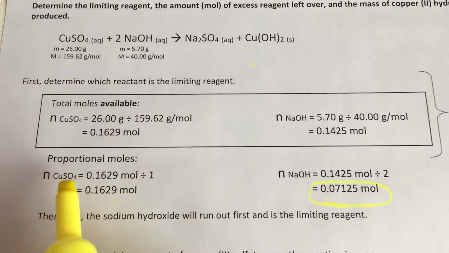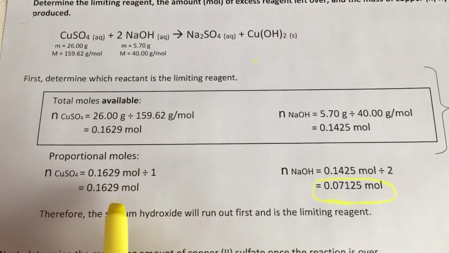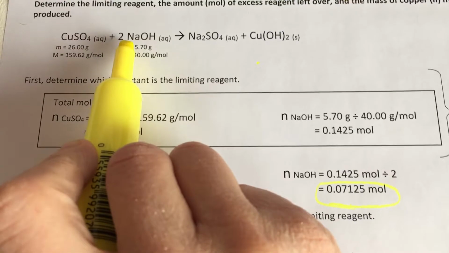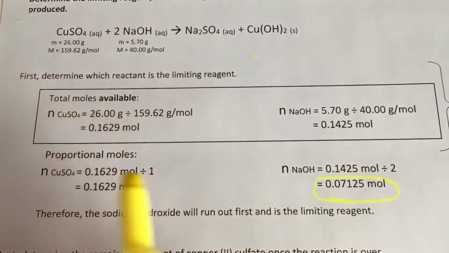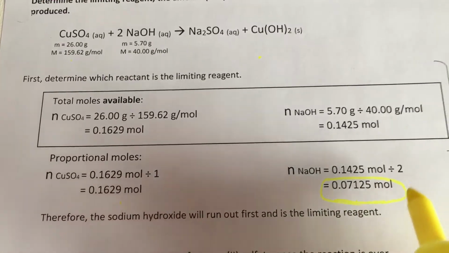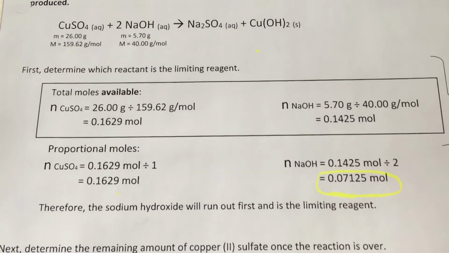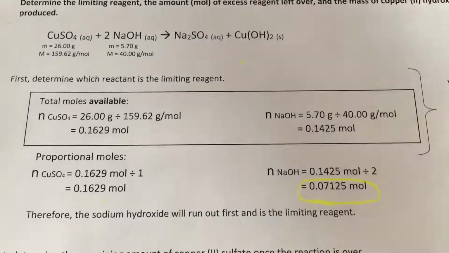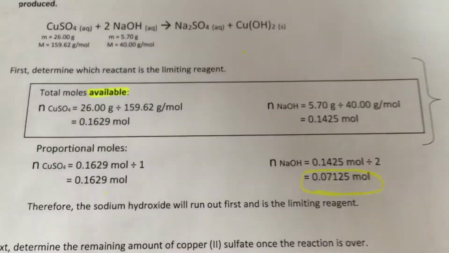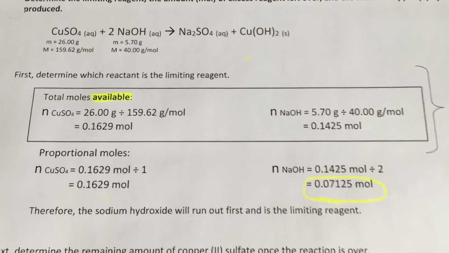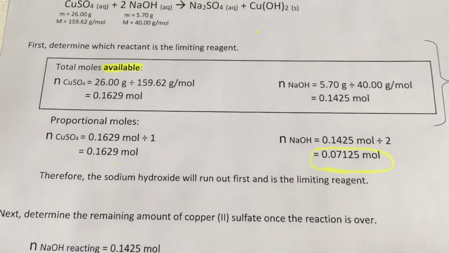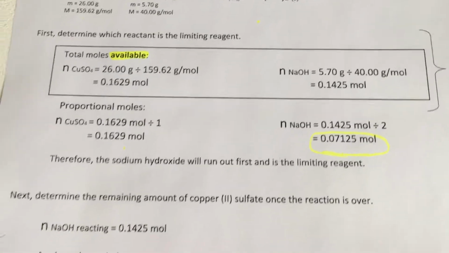So you take the moles of copper 2 sulfate divided by 1. You take the moles of NaOH and divide it by 2, because that's the coefficient for each. Now we have these proportional moles. This quantity is less, so the sodium hydroxide is the limiting reagent. It's going to run out first. I boxed these quantities of total moles available because they'll be used in subsequent steps as necessary, and you don't have to recalculate these. You just have to show that you're using the numbers.